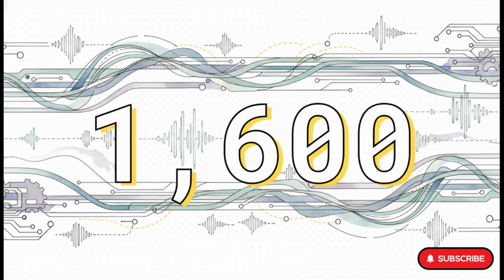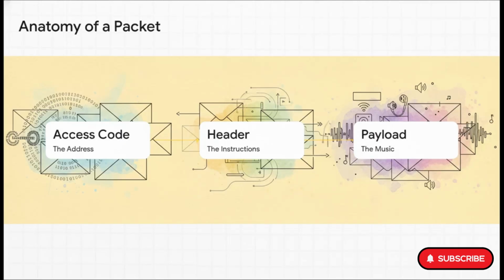And this is where it gets absolutely wild. To make sure it never gets stuck in a traffic jam, the signal doesn't just pick a lane and stay there. It hops. It jumps between those 79 channels 1,600 times every second. The technique is called frequency hopping, and it's what makes the connection so strong and almost impossible to mess with. So how does all this data stay organized while it's jumping around so fast? It travels in these neat little bundles called packets.